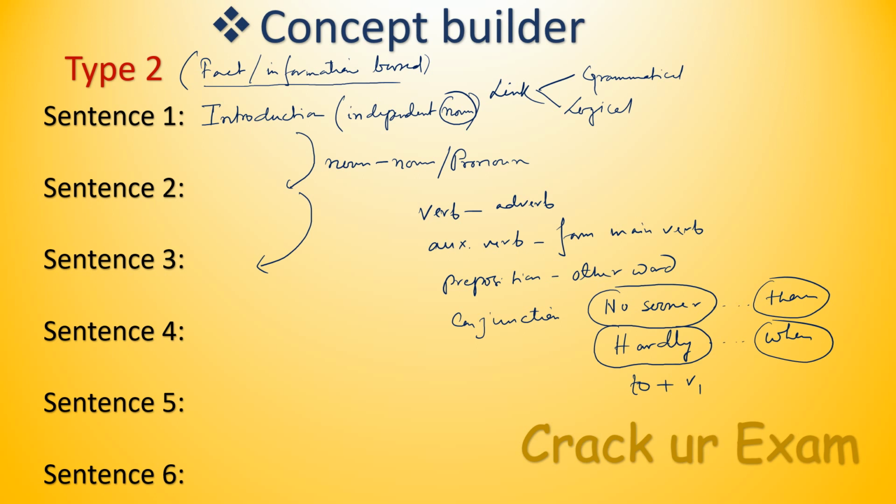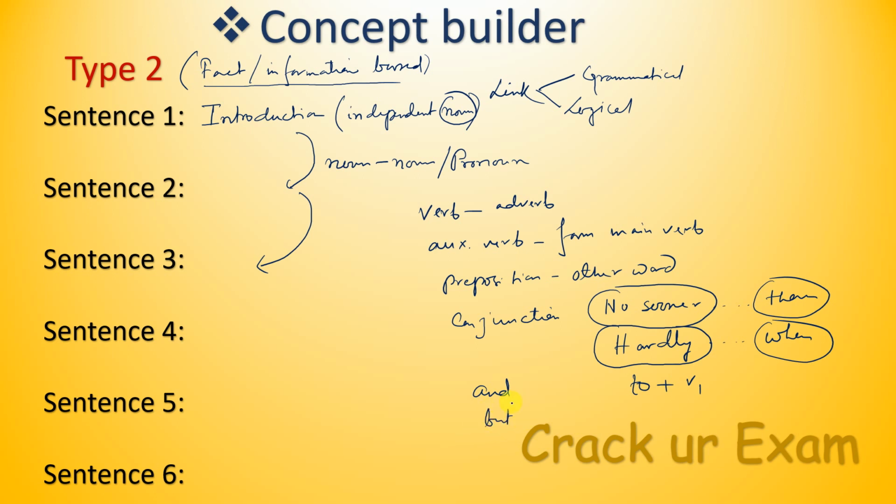For example, addicted to, looking forward to, with a view to. For example, I am looking forward to meeting you soon. For example, he is addicted to smoking. So these are some exceptions. Otherwise, to must be followed by the original form of the main verb. So these are some links, and there are some other links like and, but.